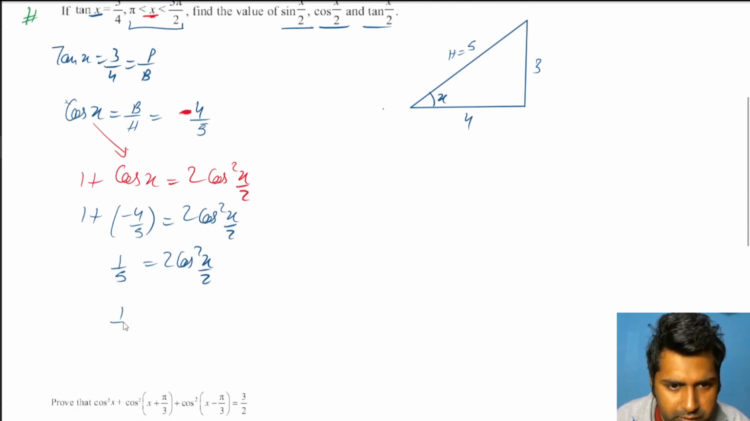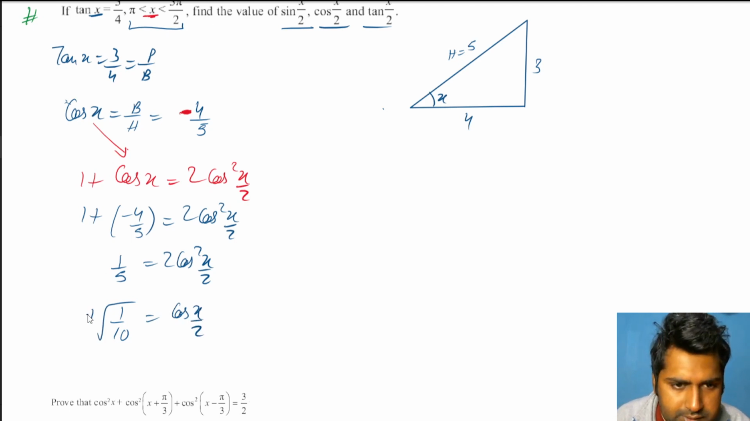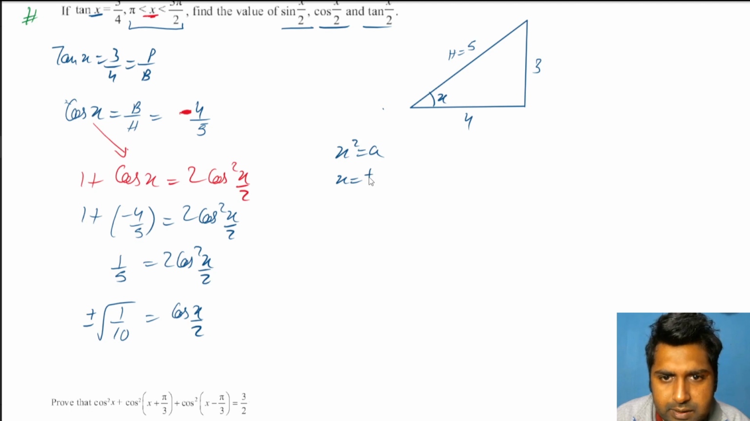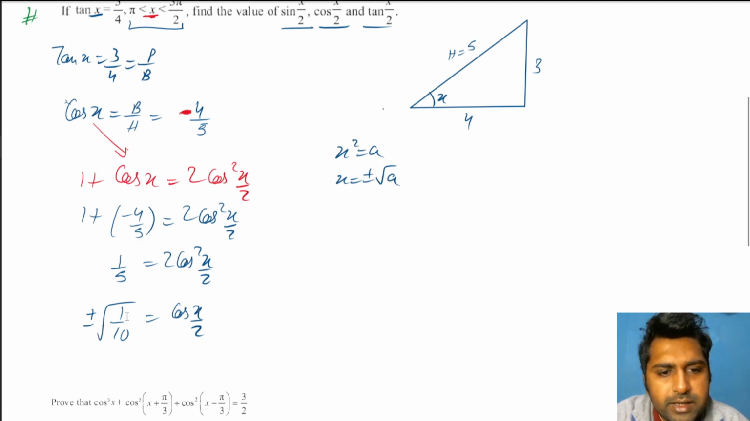So this will become 1 by 10, and take square root, because of this square. So that will become cos x by 2. But whenever using square root we generate a plus minus. The idea is x square is equal to a, then x is equal to plus minus square root of a. So because of the square, always plus minus gets generated. Now the answer can either be plus 1 by root 10 or minus 1 by root 10. Now how can we decide which one it should be?